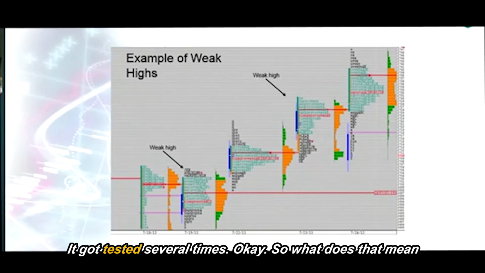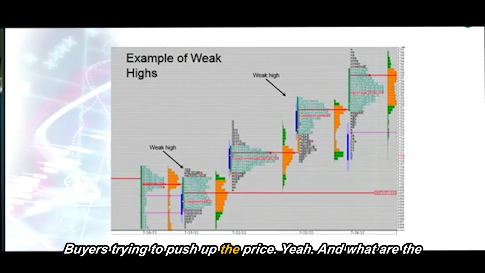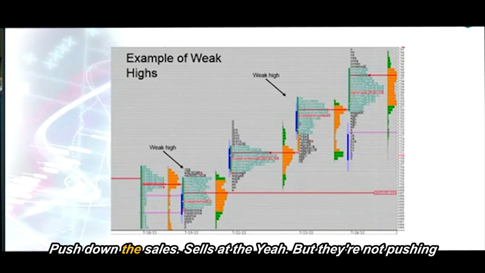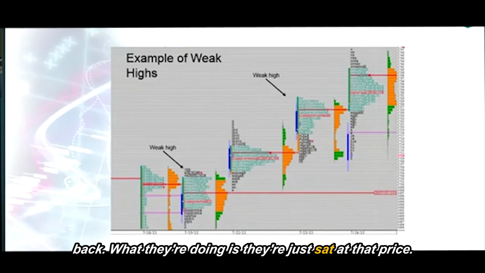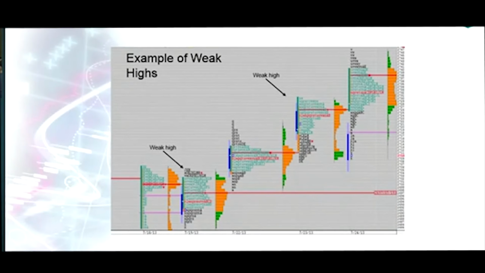So what does that mean though in terms of buyers and sellers? What's actually going on? Buyers trying to push up the price. Yeah, and what are the sellers doing? Push down the sell side. Yeah, but they're not pushing back. What they're doing is they're just sat at that price. They're just saying, okay, we're here.